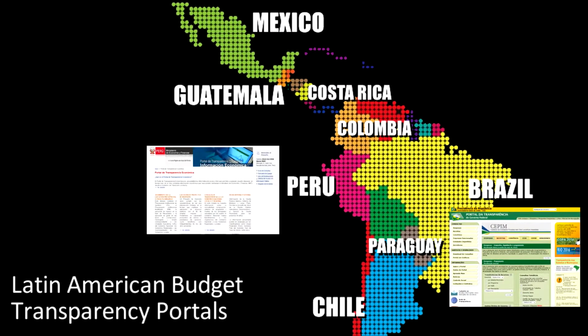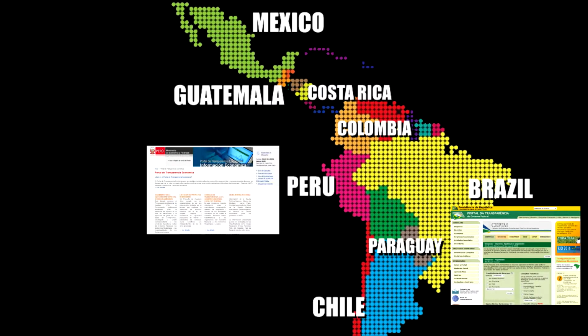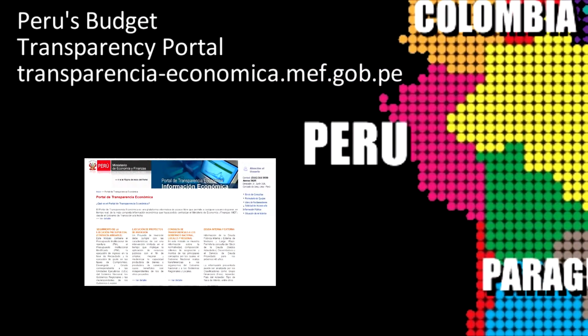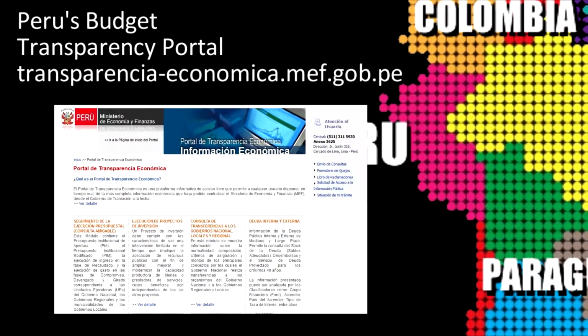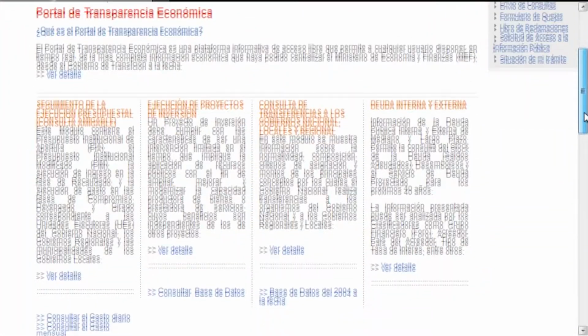The Brazilian and Peruvian ones are examples of well-designed and complete budget transparency portals. Here is a brief insight of the type of budget information offered by these platforms and on how they work. Peru's portal is a very complete web page. It provides citizens with relevant and comprehensive budget information.